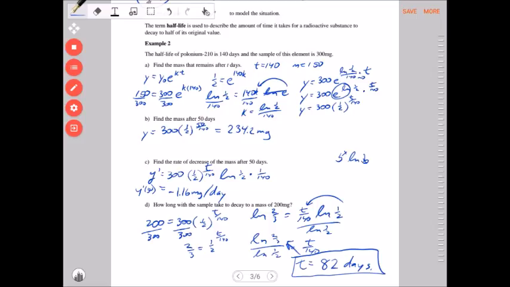Please feel free to verify that on your calculator. But that is example 2, and that is the end of this part, and we will do compound interest next.